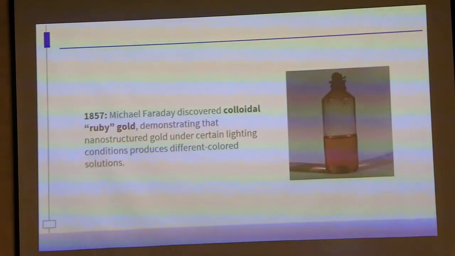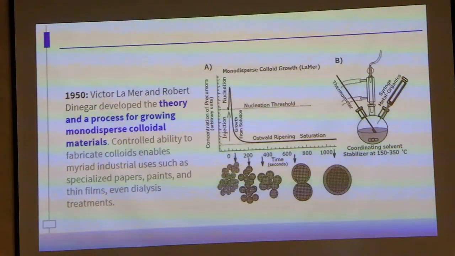This is one unique example, 1857, by Michael Faraday, who discovered colloidal ruby gold. In this discovery, depending on the size of the colloid, he was able to change the color of the bulk gold. Another one, 1950, is a very unique piece of research. Whoever is working with colloidal chemistry should know this one.